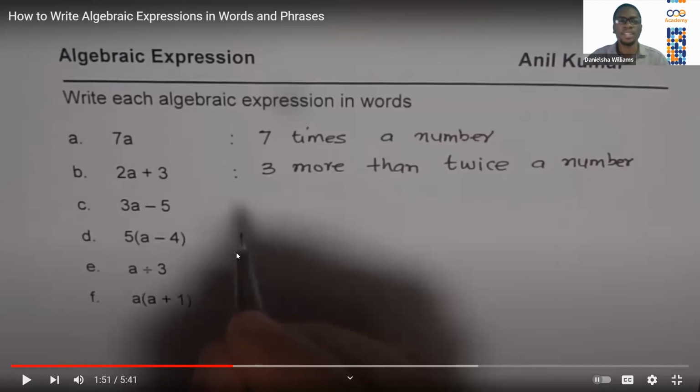All right, so we can also attempt D now. So 5 times (a minus 4). Who would like to try this one? Please bear in mind the parentheses, it means something. So who would like to try this one? No takers? No one wants to try this one?